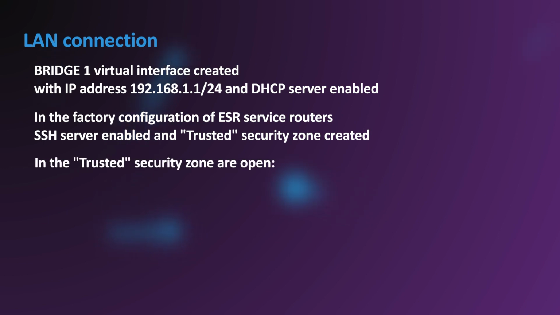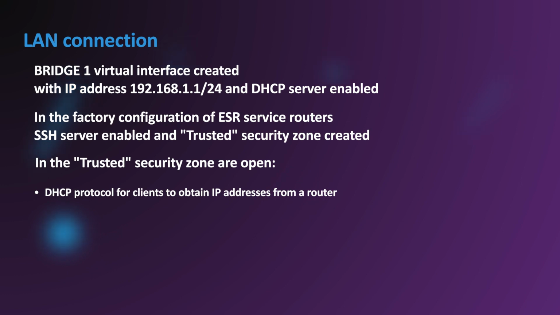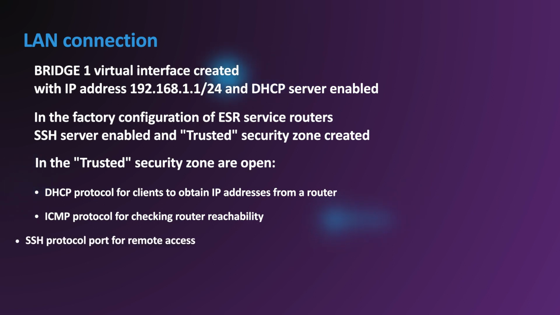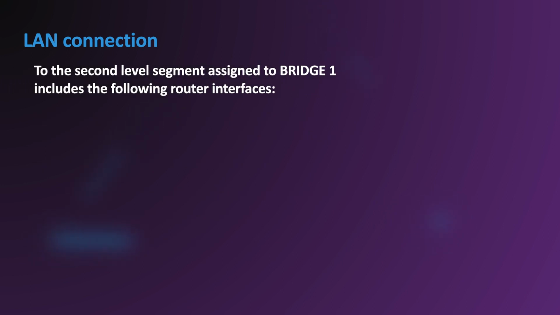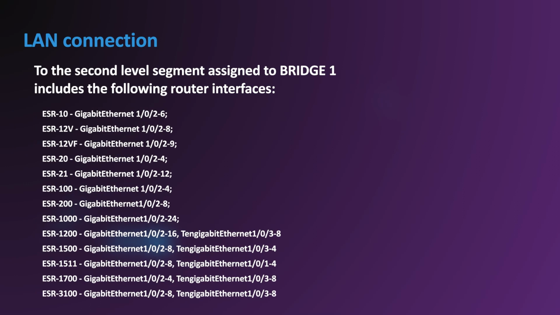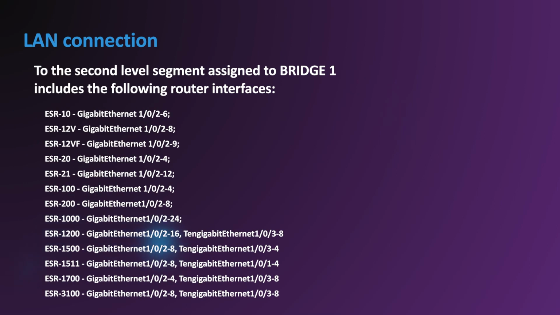Protocols are allowed to work from the trusted security zone: DHCP to get an IP address, ICMP to check the availability of the router from the administrator's computer, and SSH to connect to the router. The broadcast domain in the trusted security zone includes the interfaces shown on the screen. The interfaces range depending on the router model.